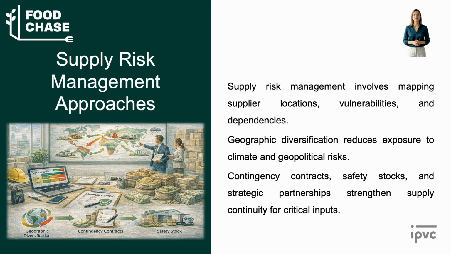Supply risk management involves mapping supplier locations, vulnerabilities, and dependencies. Geographic diversification reduces exposure to climate and geopolitical risks. Contingency contracts, safety stocks, and strategic partnerships further strengthen supply continuity for critical raw materials.